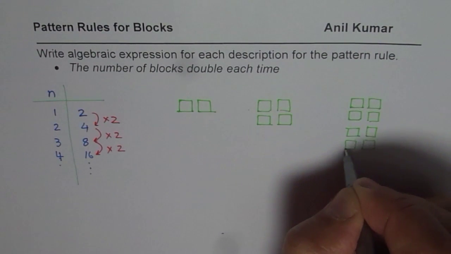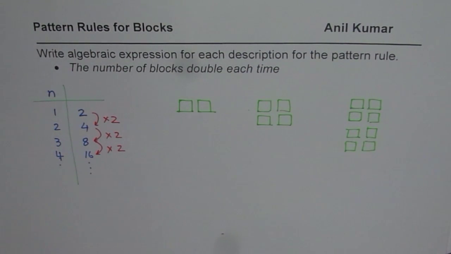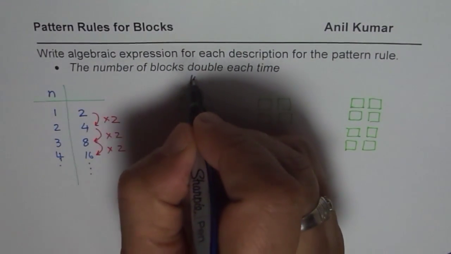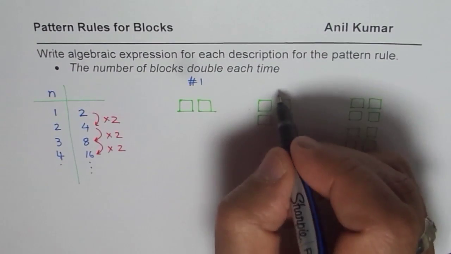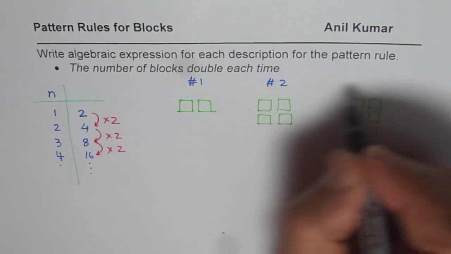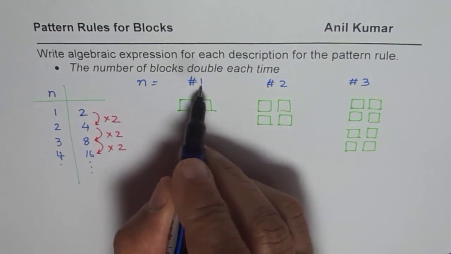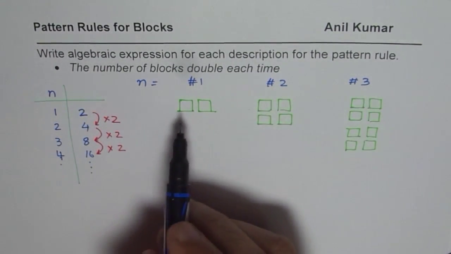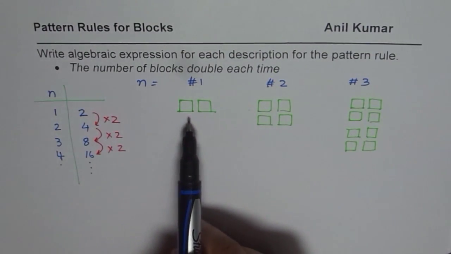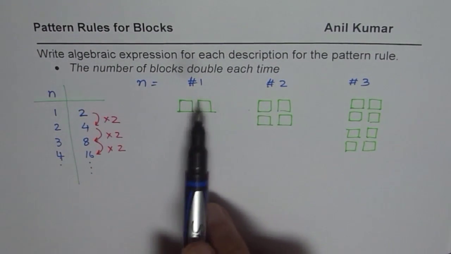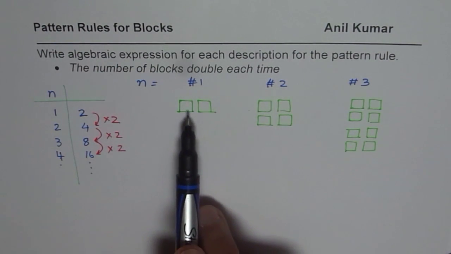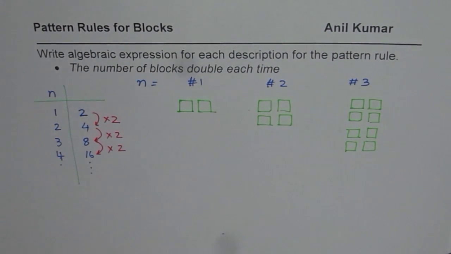Now how to describe this kind of pattern? Let us say this is our figure number 1, which is n equals 1, figure number 2, and figure number 3. So these are n values, right? So n equals 1, n equals 2, n equals 3. These are the number of blocks. We need to find an algebraic expression for this description. How many blocks are there? You can now pause the video and think about it. Okay, let us see how to get it.